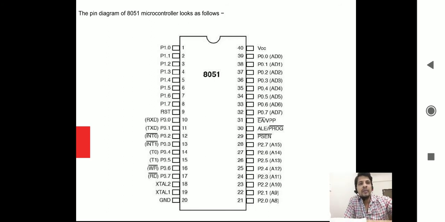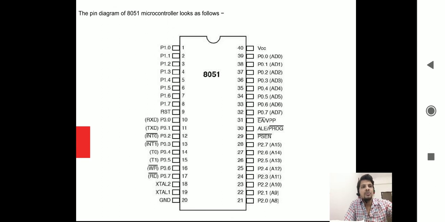Now pins 32 to 39 are also known as port 0 pins. These pins serve as an input output port, and lower order address and data bus signals are also multiplexed using these pins.